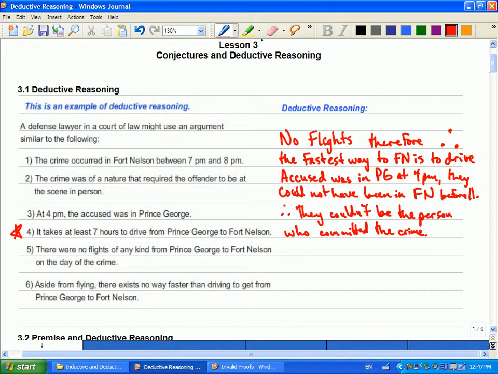So when you write up your deductive arguments, you have to basically go from fact to fact. And as long as I can follow your argument and you don't jump over anything, then it's valid. But if you skip over something, like you were to just say, there were no flights, therefore they couldn't have done it. Well, you've missed a huge chunk of information in there, and that's that it takes 7 hours to drive, and driving's the next fastest way. So you have to make sure that you're thorough about it. If you think you've skipped a step, you may end up losing out there.